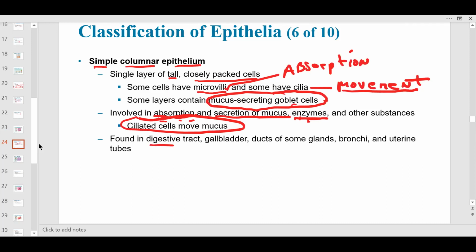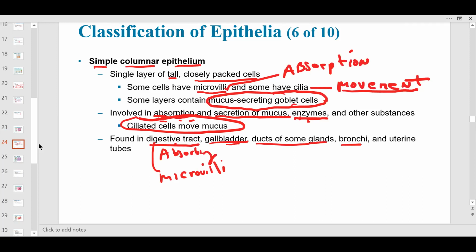So this, in the digestive tract, is absorbing the amino acids. So here we would have microvilli. Makes sense to me, right? So the gallbladder is really not absorbing anything. That's secreting bile. The ducts are surrounded by glands.